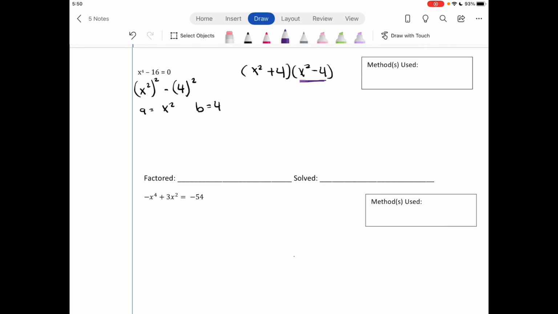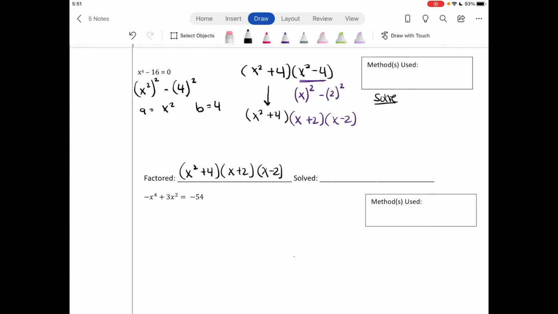So if we rewrite the second set of parentheses as some value squared, that would be x squared, and then 2 squared would get us back to 4. So this becomes x plus 2 times x minus 2. Then we can bring down what we had from the previous step, which was x squared plus 4, and this gives us our completely factored form. X squared plus 4 times x plus 2 times x minus 2.